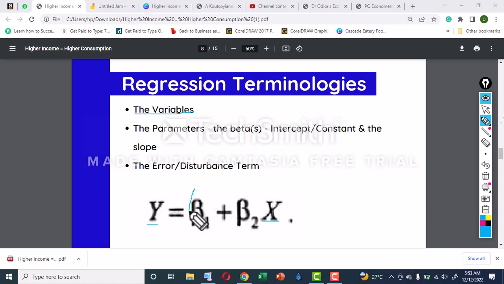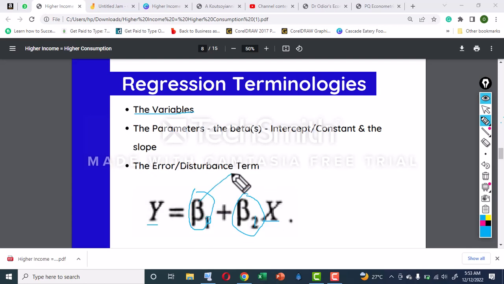So the parameters are the betas, beta 1 and beta 2. In some instances, it's going to be beta 0 and beta 1, which I prefer to use. So you can use any one of the two. The betas can be more than 2. You can have beta 3 if you have another explanatory variable. But all those betas are basically our parameters.